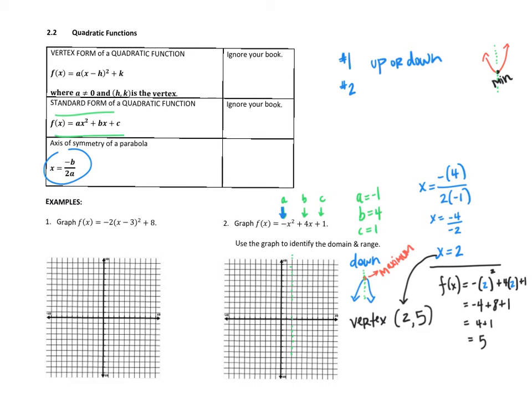So now I can plot my point. 2, 1, 2, 3, 4, 5. Here's my vertex. And since I know my vertex is on that axis of symmetry, now I can do my other points. I might go 2 to the left and 2 to the right. Remember, you can use your intercepts if you want. So if you want to find the y-intercept, that looks like it's going to be 0, 1, because I just plug in x is 0. Then I know that my parabola always has symmetry, so that's going to give me another point 2 units away from that line of symmetry.